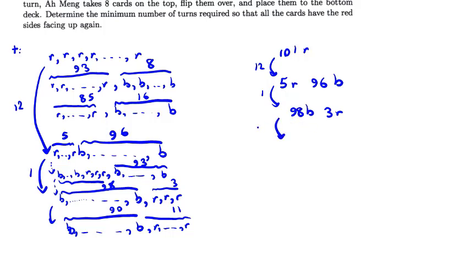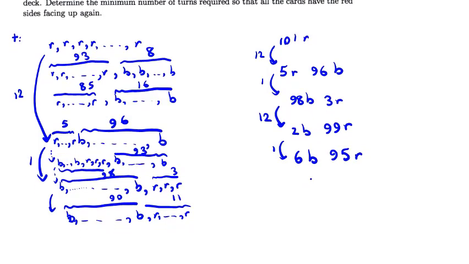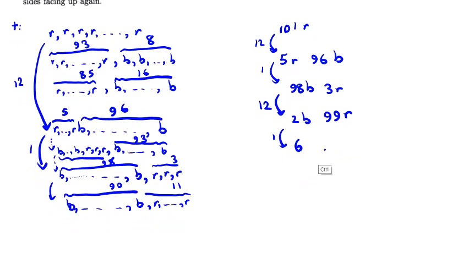Again, you consider how many steps? 12 steps. You change 96B to 96R, then you have 2B and 99R. Then after one step, I change this B to R, and because I select 8, so 6R to B, so you have 6B and then 95R. 95, you change them, it will be 95R and 6B.